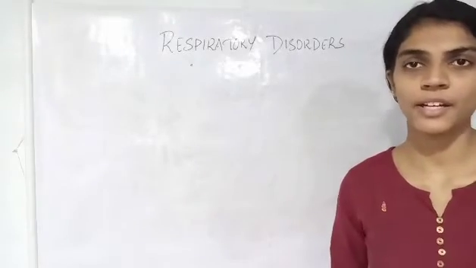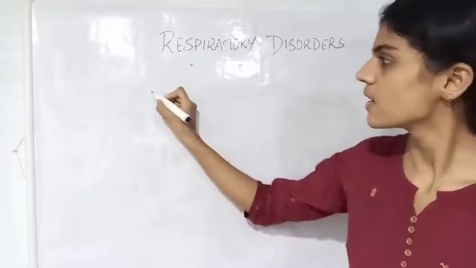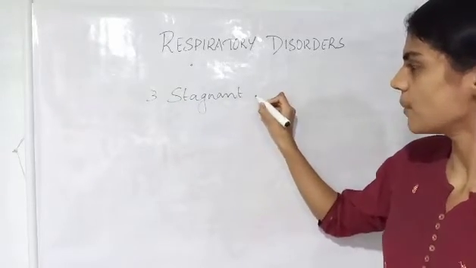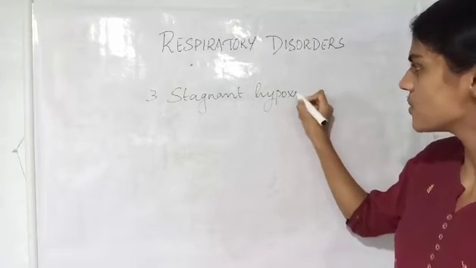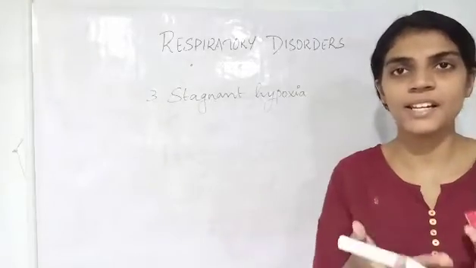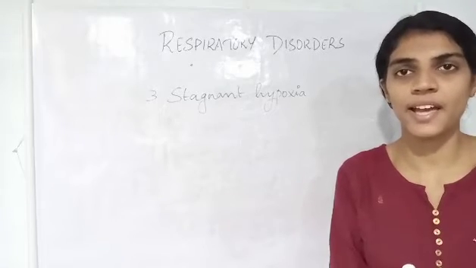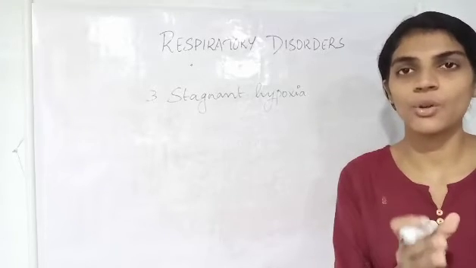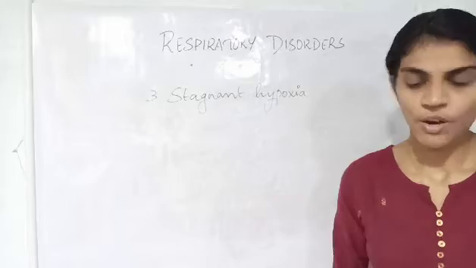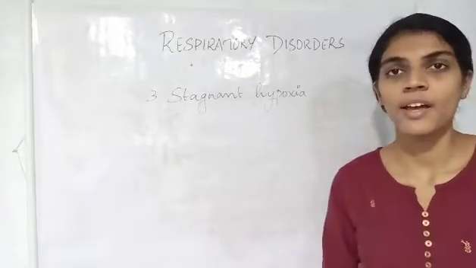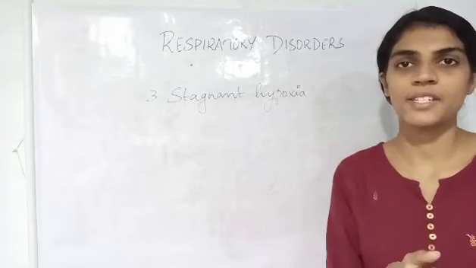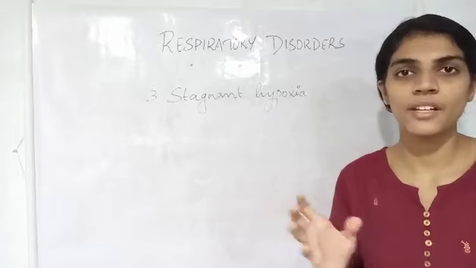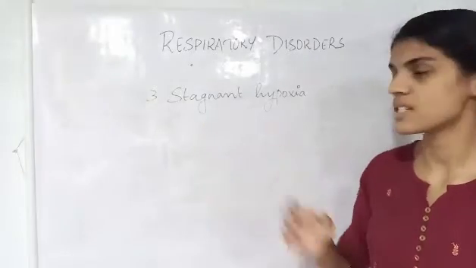And third category of hypoxia is stagnant hypoxia. What is the term stagnant? Stagnant means still. You might have heard stagnant water and running water. Stagnant water means it will be having a low movement, low velocity of movement. Stagnant hypoxia means the blood flow is having a low velocity. Such a case is known as stagnant hypoxia.